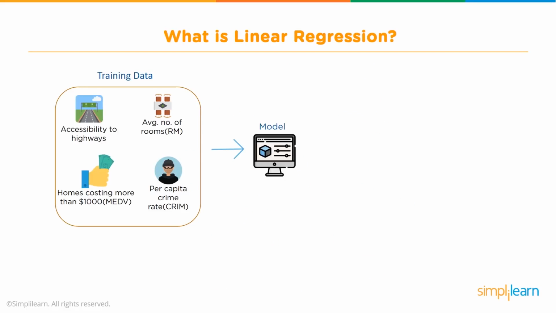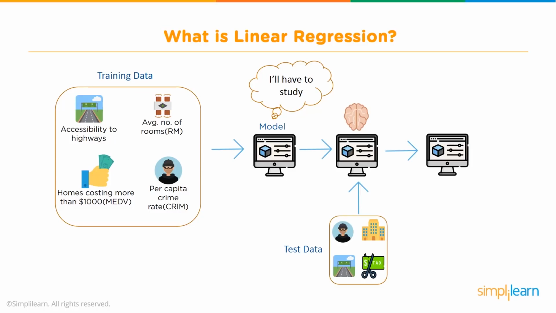Let's move ahead. So let's quickly try to understand how linear regression works. So this is your model, the computer here, and you provide the training data. All the values for the different features you provide the system so that it can learn from it. As you can see, it is trying to study the training data. It learns from it, and then you give it the test data. You give it some values that it needs to predict. Now from the training data that it learned, it will be able to predict the price of the house. That's how the entire model works.